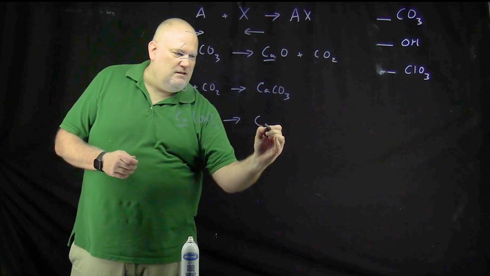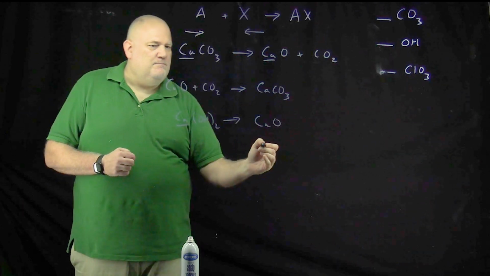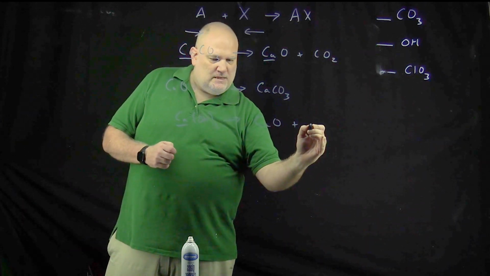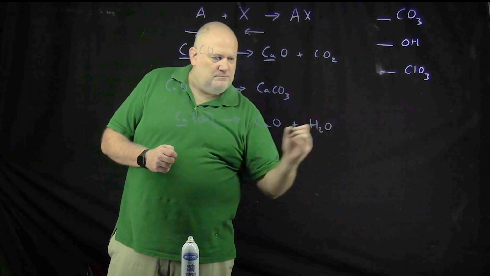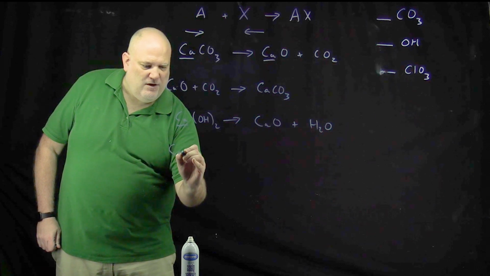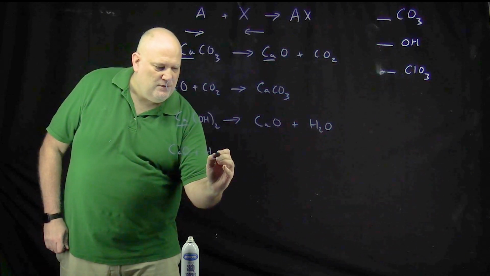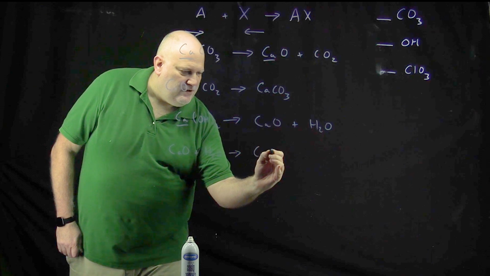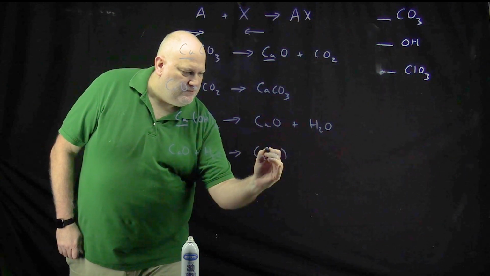Similarly, when we start off with something like calcium hydroxide, Ca(OH)2, it broke apart into a metal oxide plus H2O. What if we flip it? Wouldn't that now be CaO plus H2O goes to Ca(OH)2?